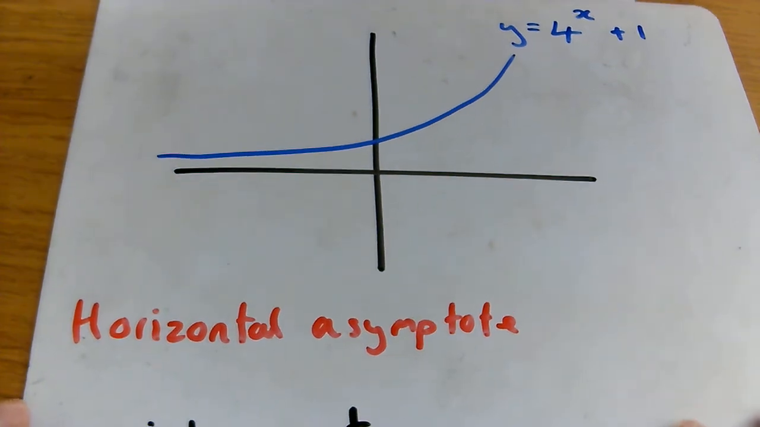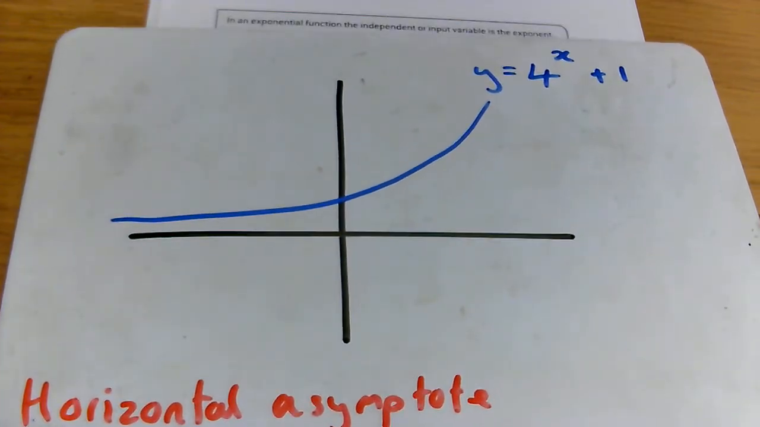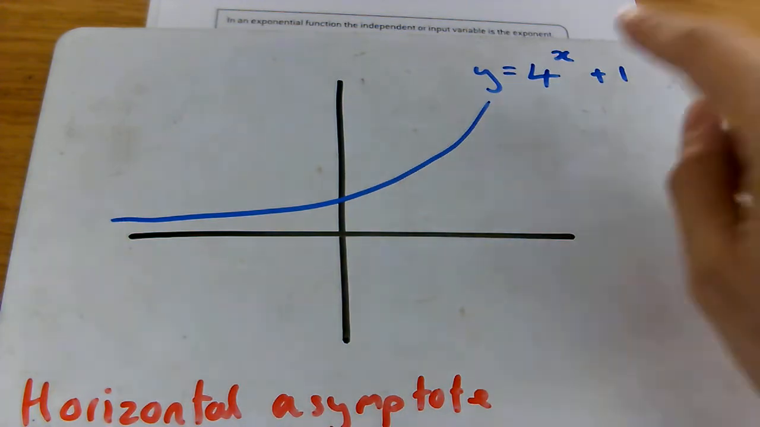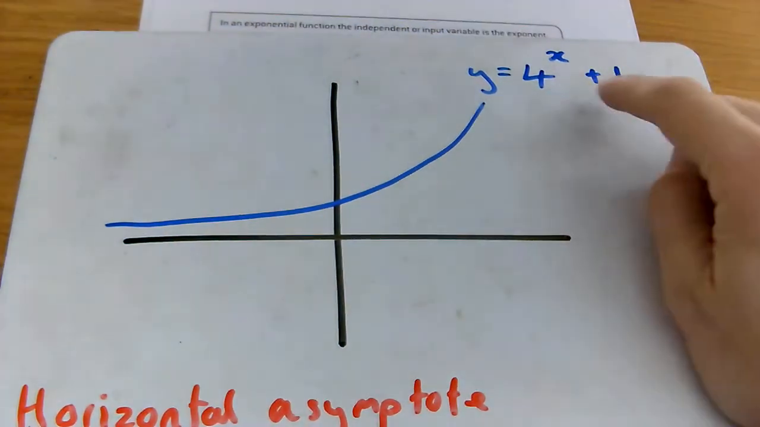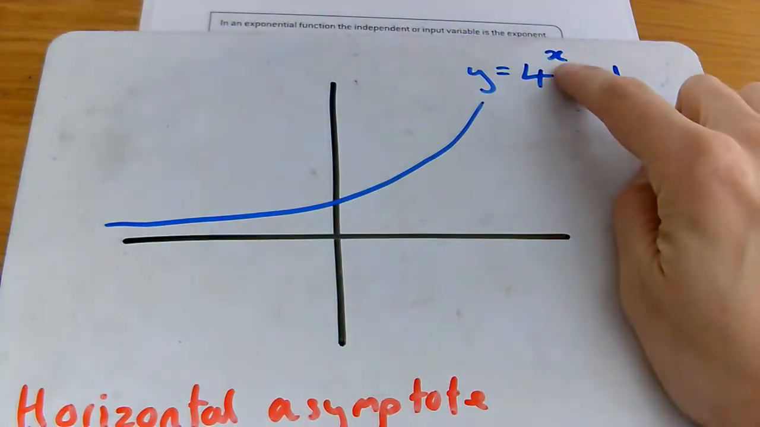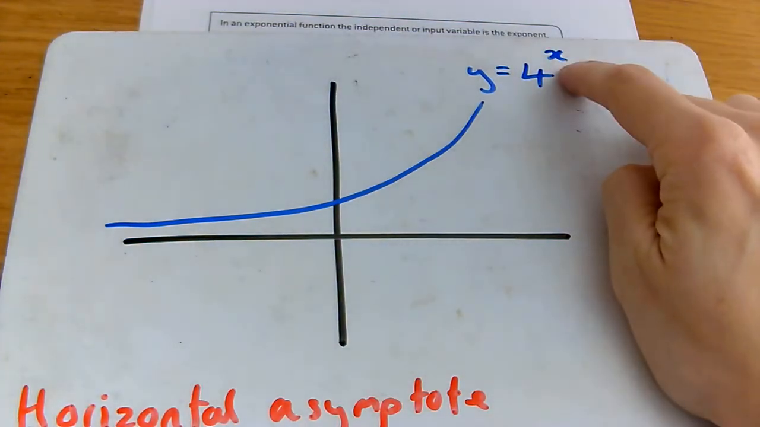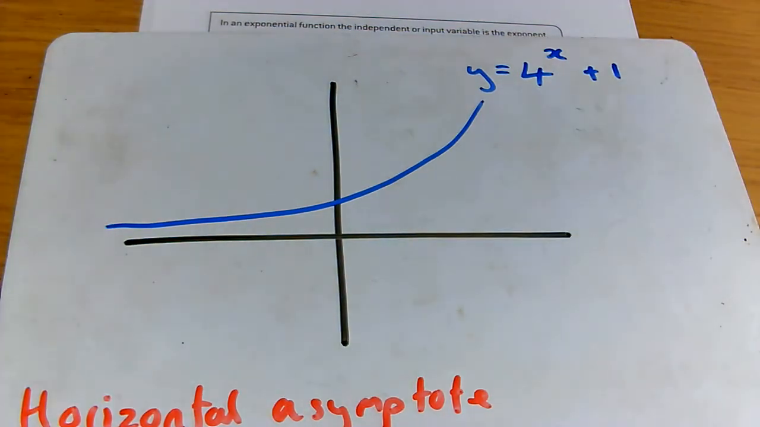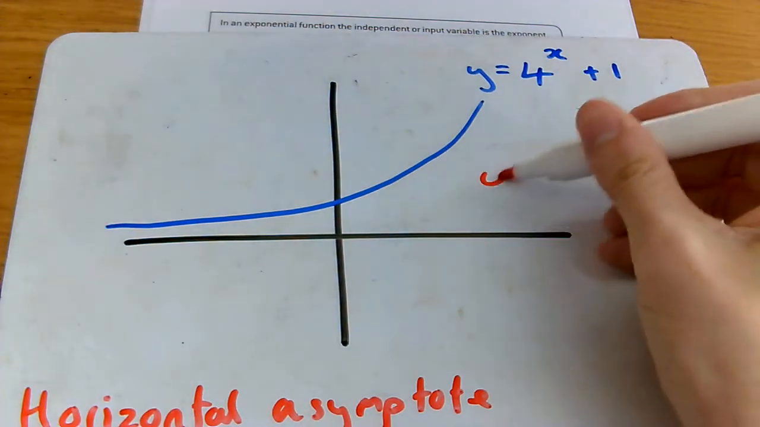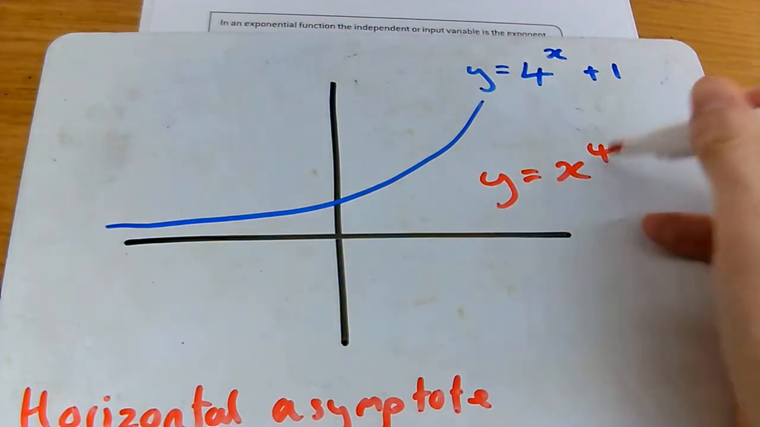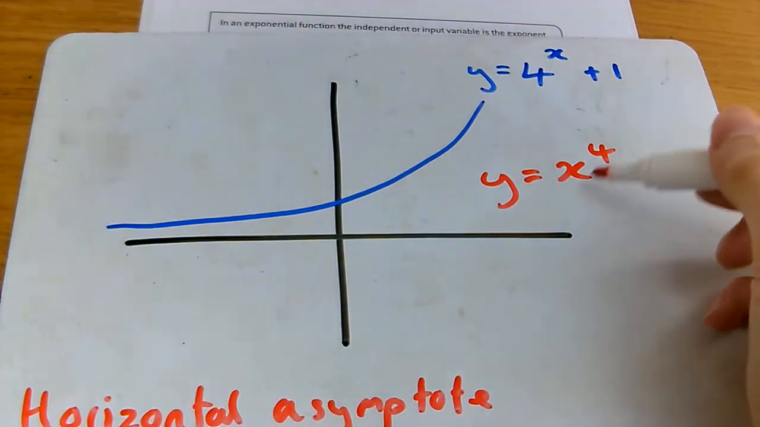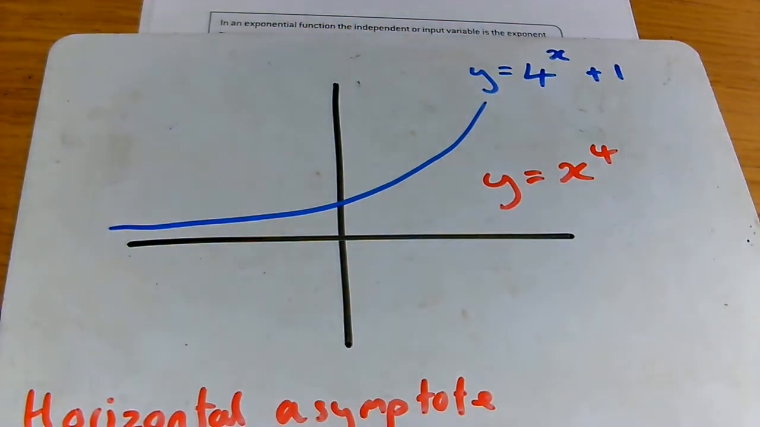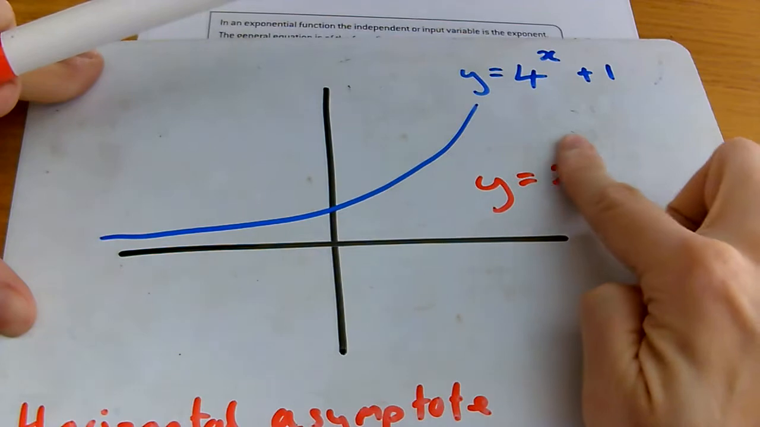So an exponential function is just a function that has the variable input in the exponent position. In other words, the variable is the power. So this is an exponential function here, y equals 4 to the power of x plus 1. Because the input variable, the x, is in the power position, the exponent position, that makes it an exponential function. You do not have an exponential function if you have something like this, y equals x to the power of 4. That is not exponential because the power is constant and it's this thing here that changes. So that's not exponential, whereas the one in blue is.